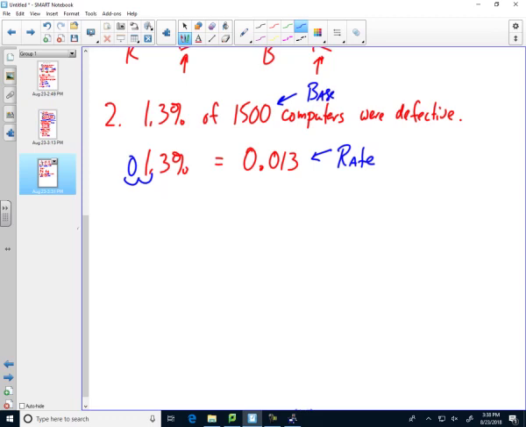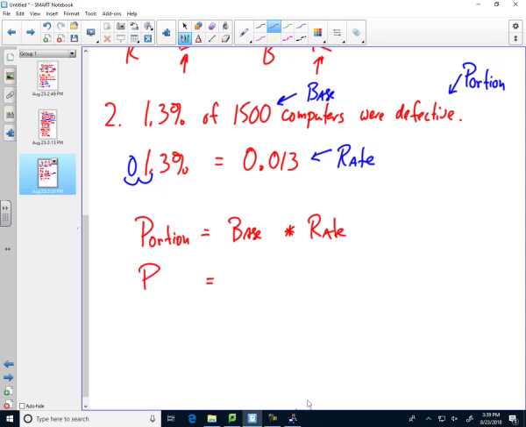That's the base. Now, the defective part is the portion. So remember, the portion equals the base times the rate. Now the good news is here, we want to know the portion. The formula is already in the correct form, isn't it? We don't have to do any manipulation.